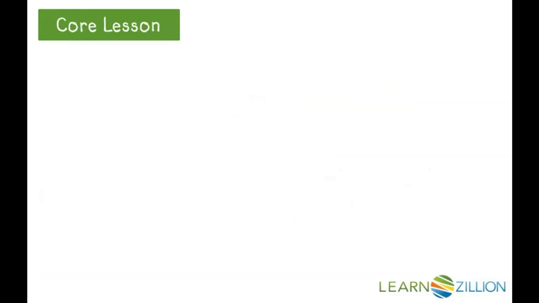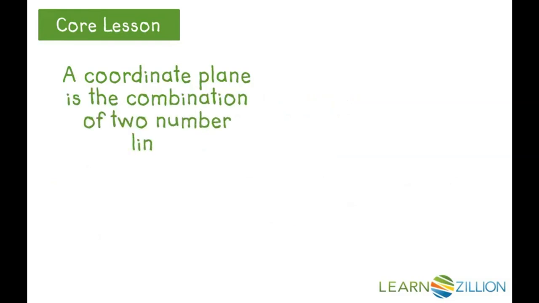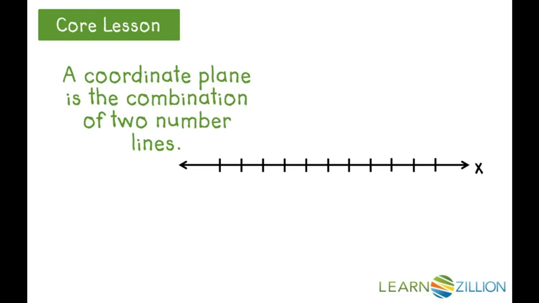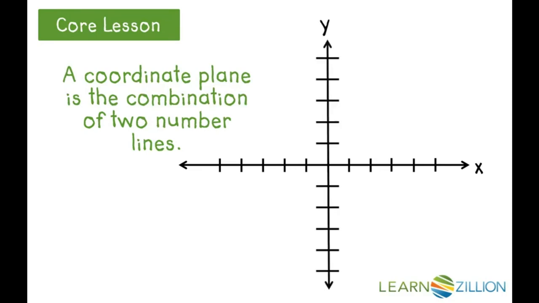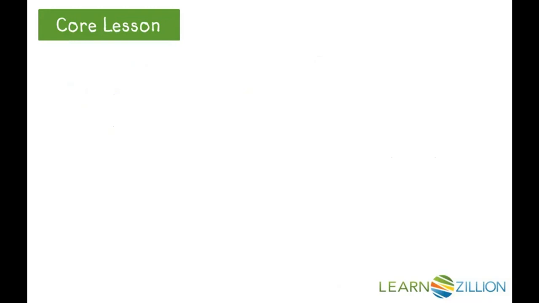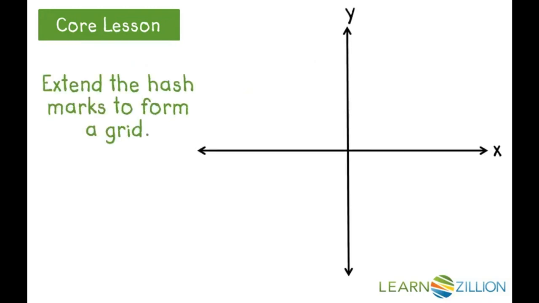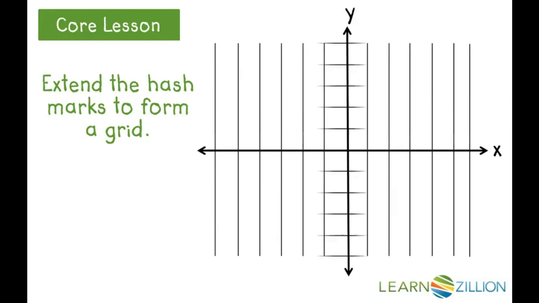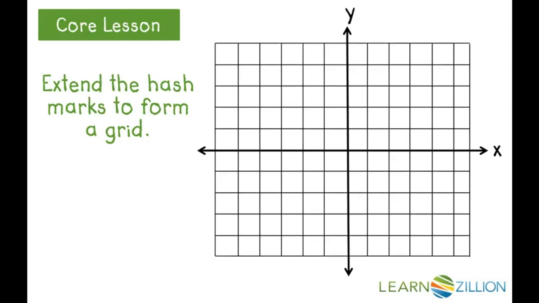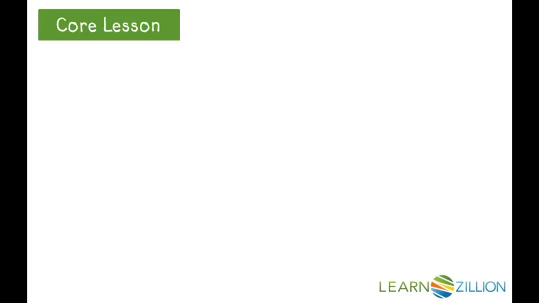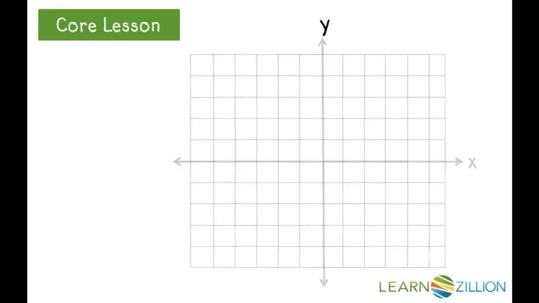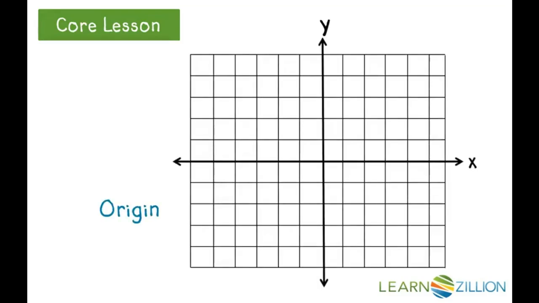A coordinate plane is a combination of two number lines that we also call axes. The horizontal axis is labeled X, and the vertical axis is labeled Y. To view the entire coordinate plane, extend the hash marks to form a grid, both vertically and horizontally. The start, or middle, of every coordinate plane is called the origin.